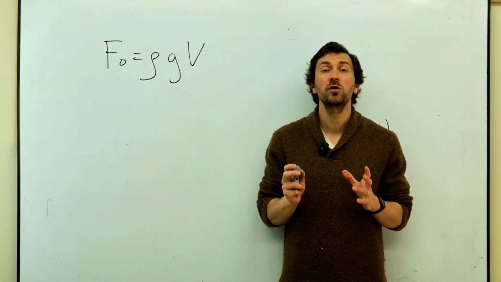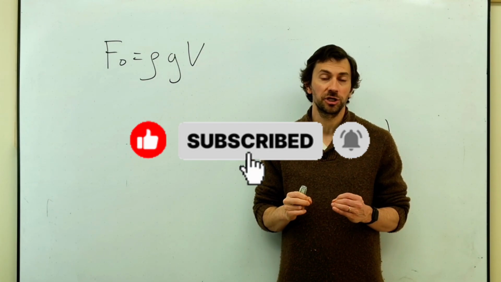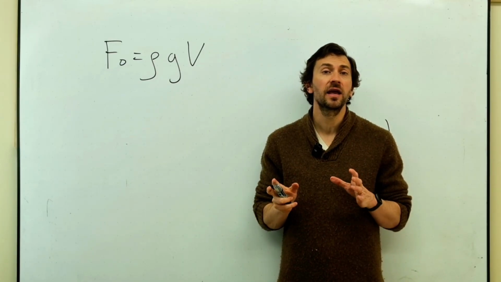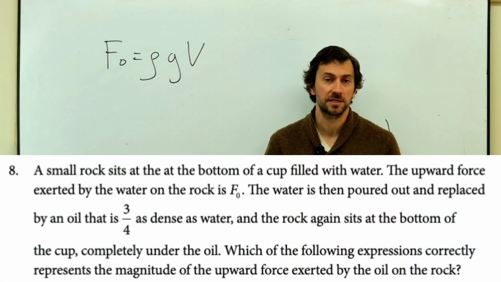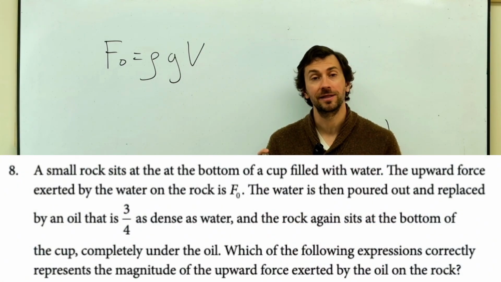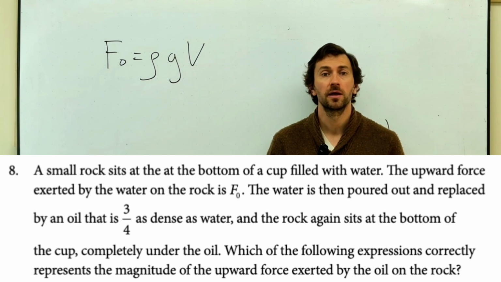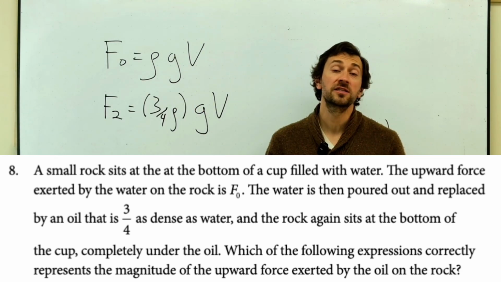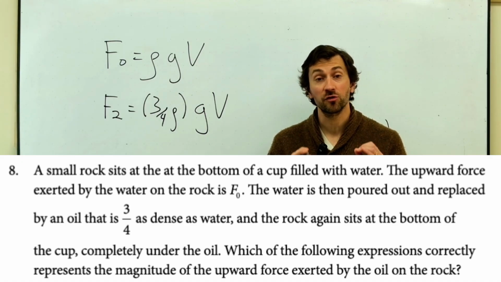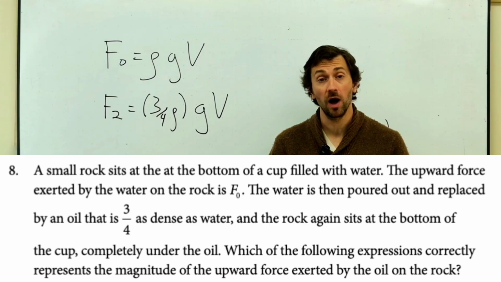So F0 is rho gV. That rho is the density of the water, and that's what's going to change. g is the same, and V is the volume of the block or the volume of the water that's displaced. So this volume is going to be the same between the oil situation and the water situation. So we can rewrite this formula for the oil. So the only thing that's different is that the rho is now 3/4 rho. That is 3/4 the density of water.